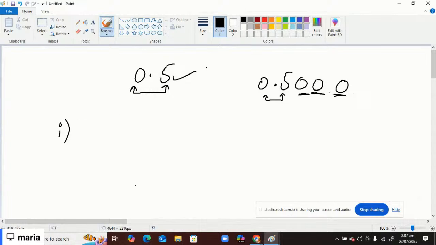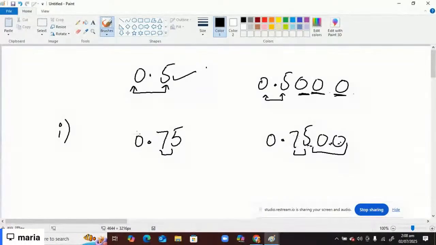Let's take this example. Can you tell me, 0.75 and 0.7500? Are these equivalent decimals or not? Yes. Why? Because these zeros are on the right side, so they mean nothing. The place values are the same. This is 75, and this is also 75, so both are the same. So we are saying these are equivalent decimals.